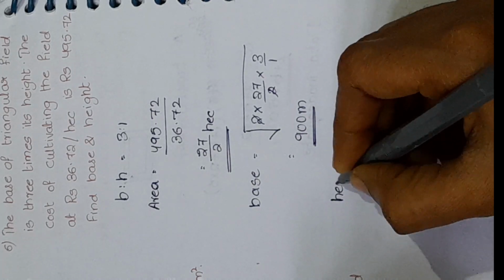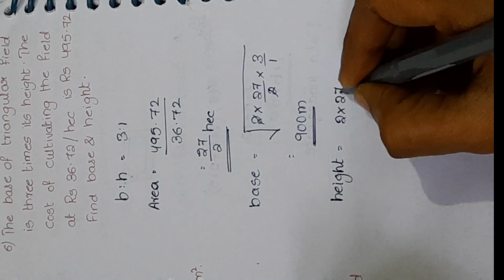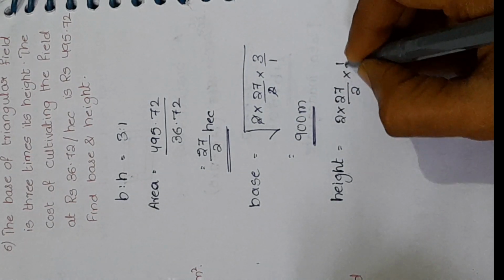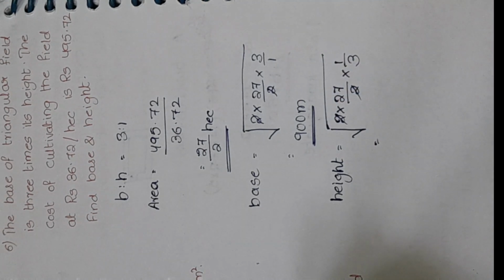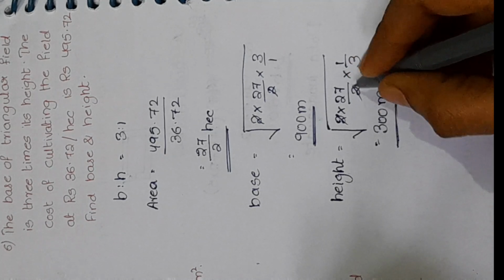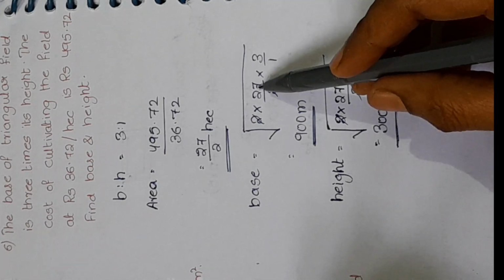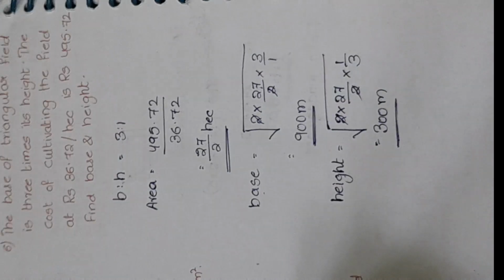Now according to the formula, height is 2 into 27 by 2 into 1 by 3, that is the inverse ratio. Cancel. We get this as 300 meters. Here 27 by 2 is in hectares, but we should find the base and height in meters.